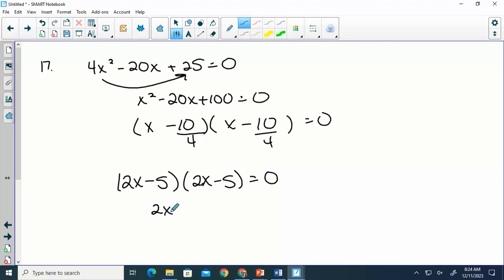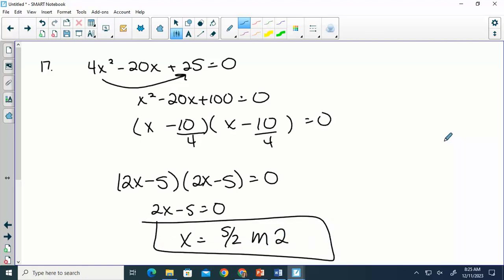Set that to 0. So we get 5 halves. Since it came up twice, we write multiplicity 2. And you said you would want those written exactly like that. My beautiful brain last night was thinking, nothing multiplies to 100 and adds to 20. So I did quadratic formula. But you got the same answer, didn't you? I'm surprised I didn't. Well, the multiplicity was way off.